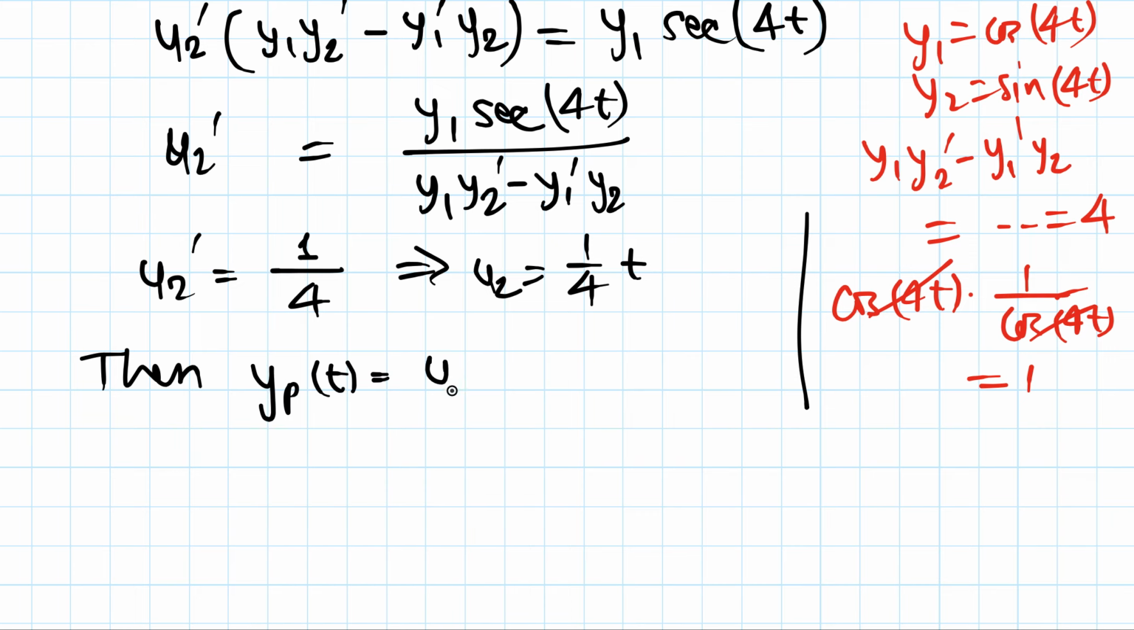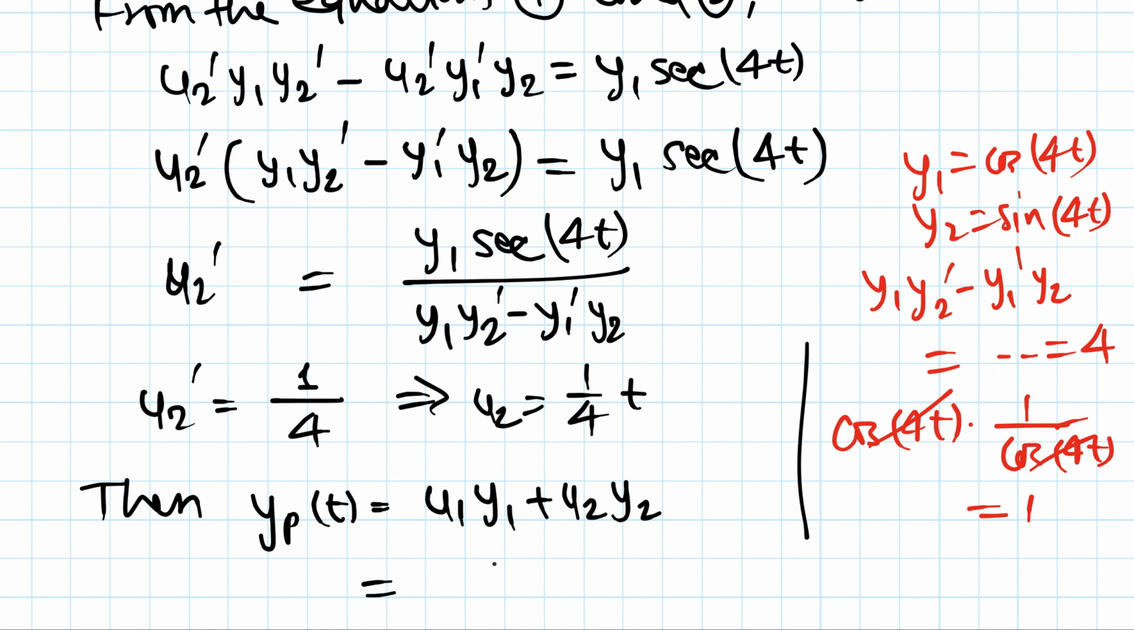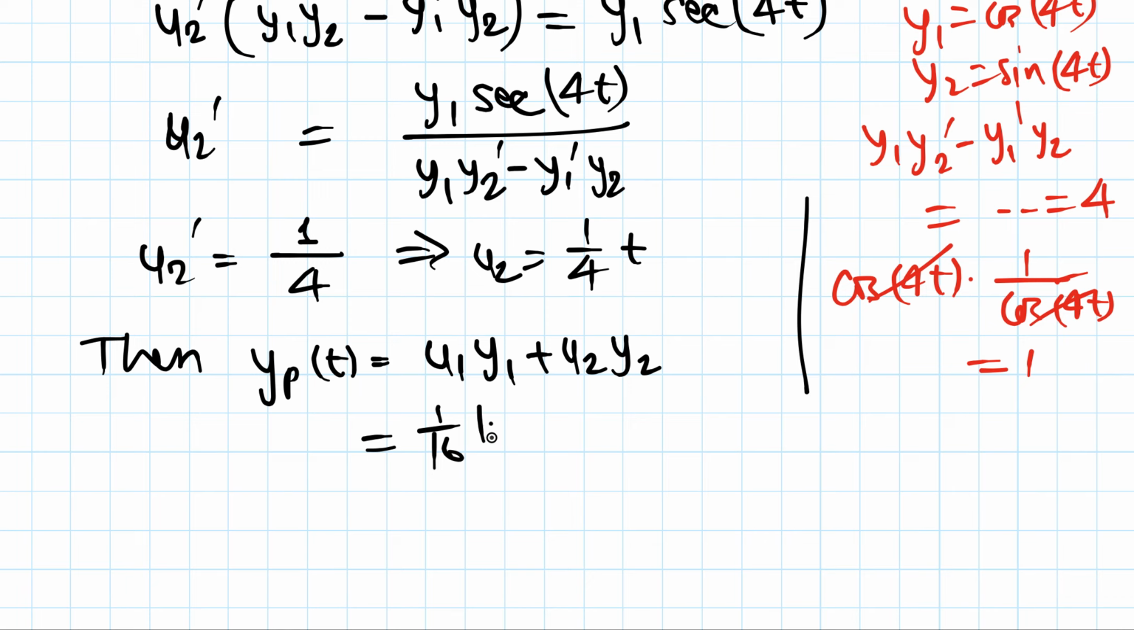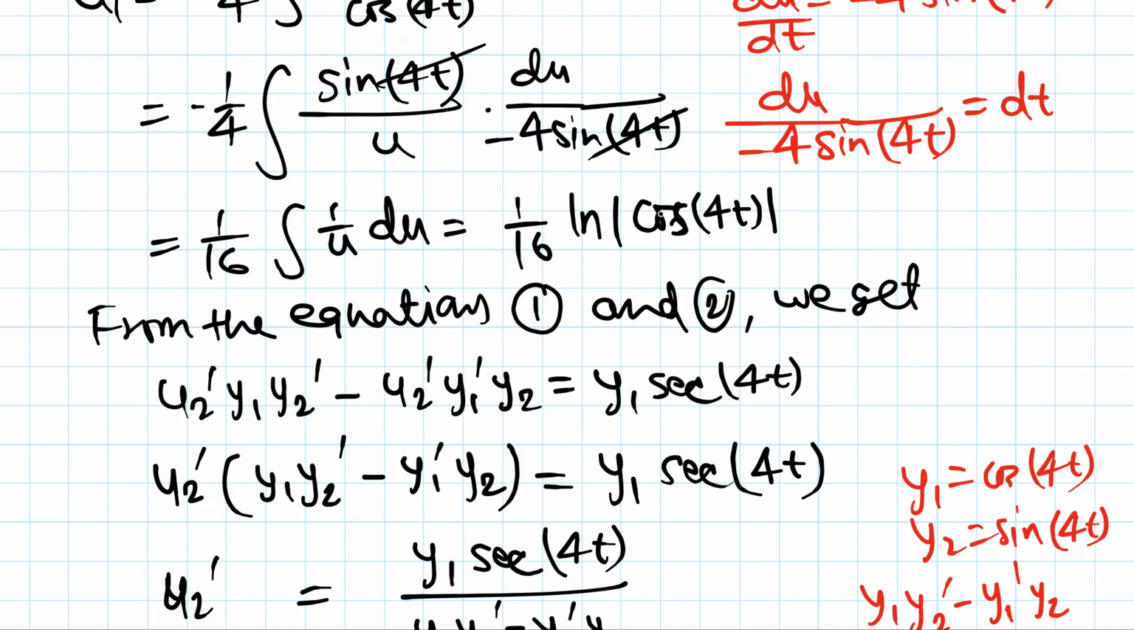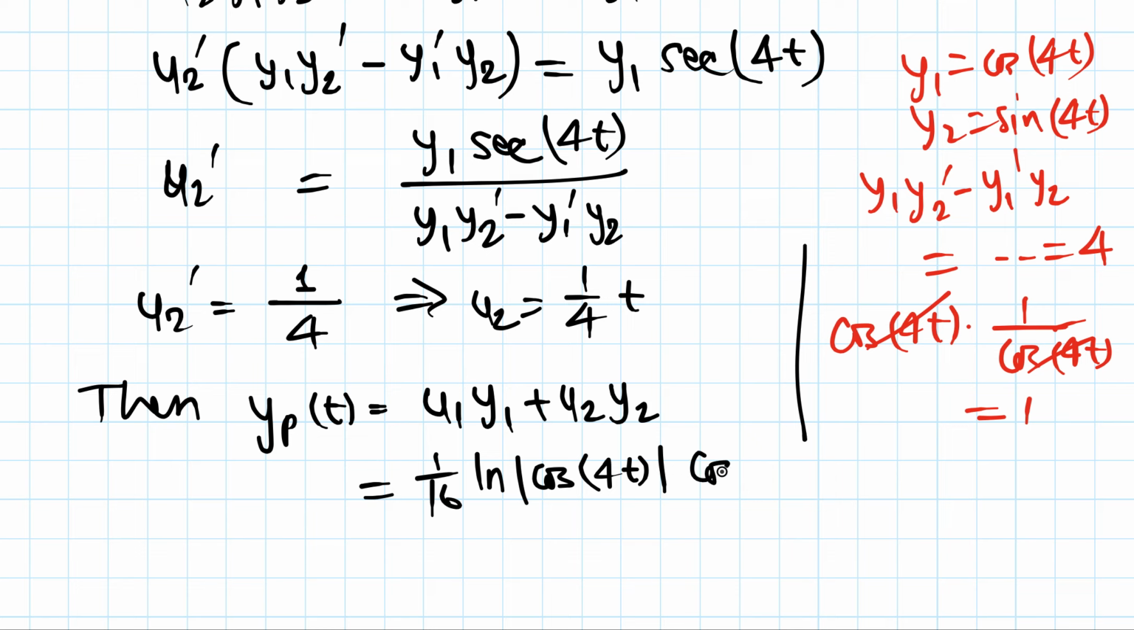What is that? u1 y1 plus u2 y2. u1 is found here, 1/16 natural log of cosine 40, times y1, and y1 is cosine 40, plus u2 we just found here, 1/4 t, times y2, which is sine 40.